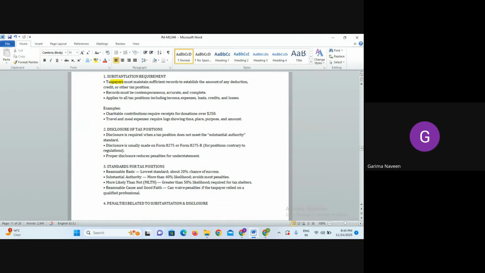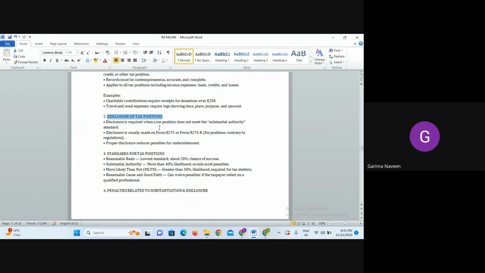For example, if you want to claim a charitable contribution deduction in your tax return, and the donation is more than $250, then you are required to have a written receipt to claim this deduction. Okay. Disclosure of tax position: if you are taking any tax position, then disclosure is required when a tax position does not meet the substantial authority standard.